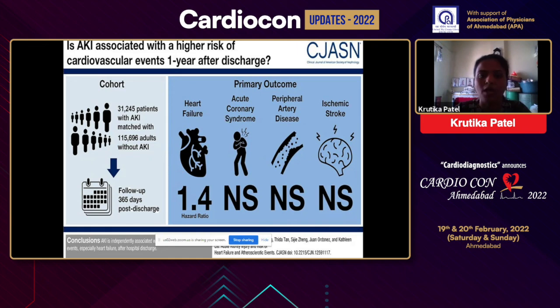Of the four, the hazard ratio of heart failure is 1.4. So we can conclude that AKI is independently associated with this event, especially heart failure after discharge.